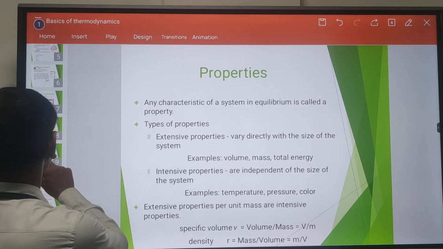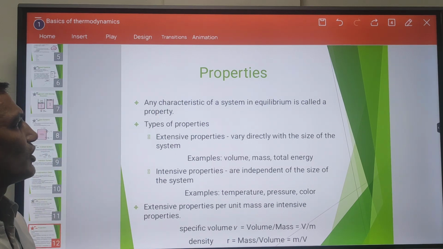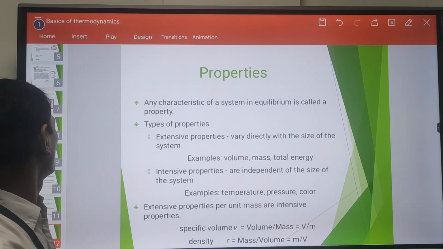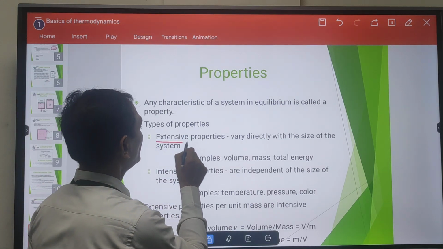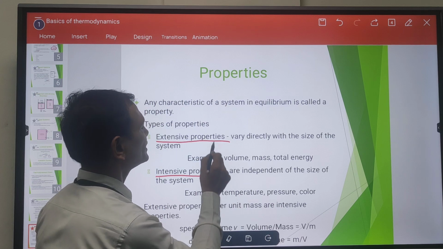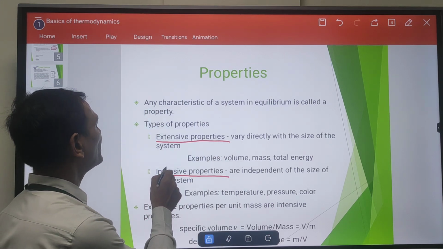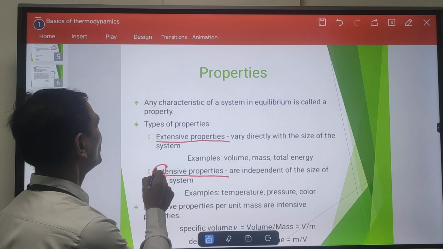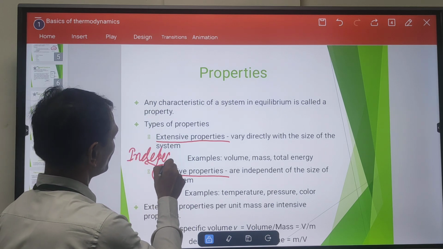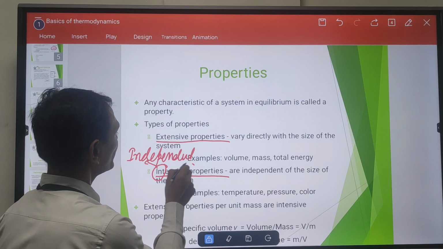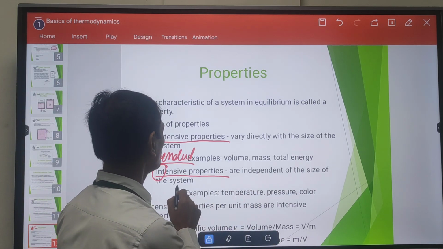Properties. Two types of properties are found in any gas: extensive and intensive. Extensive properties vary directly with the size of the system. Intensive properties are independent of the size of the system.